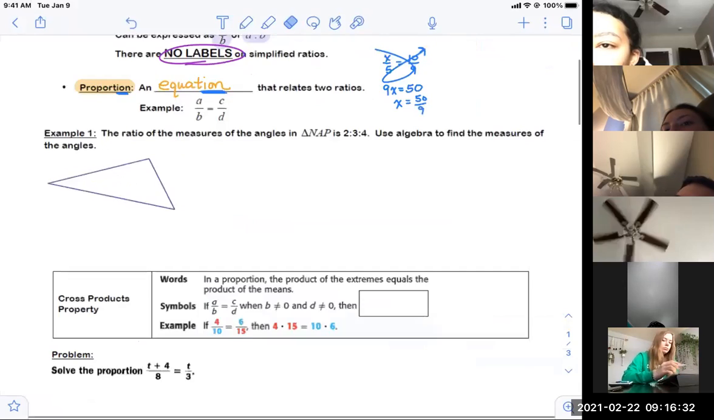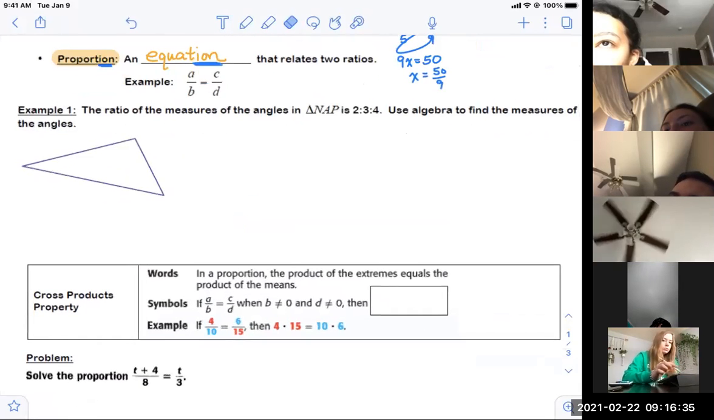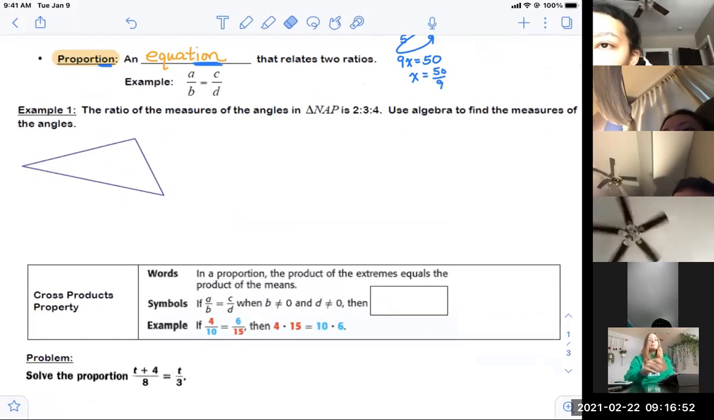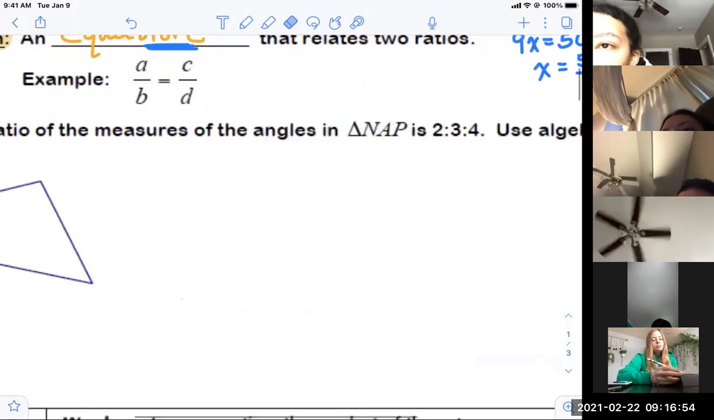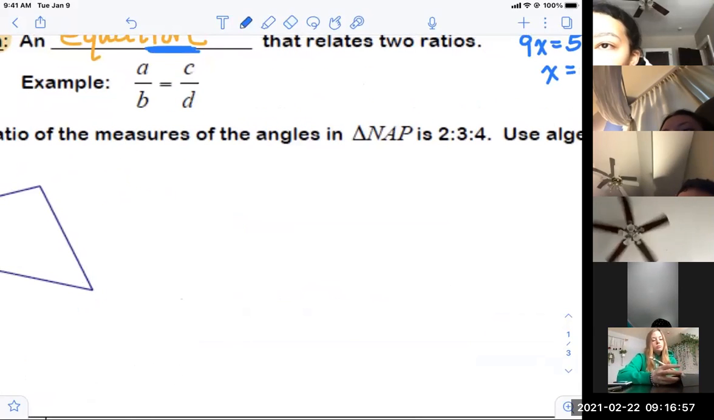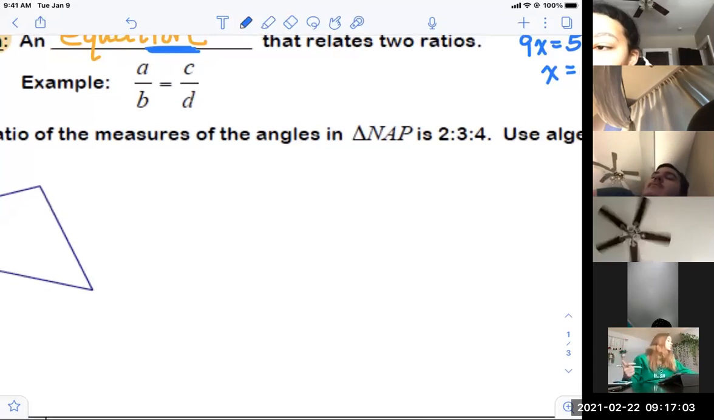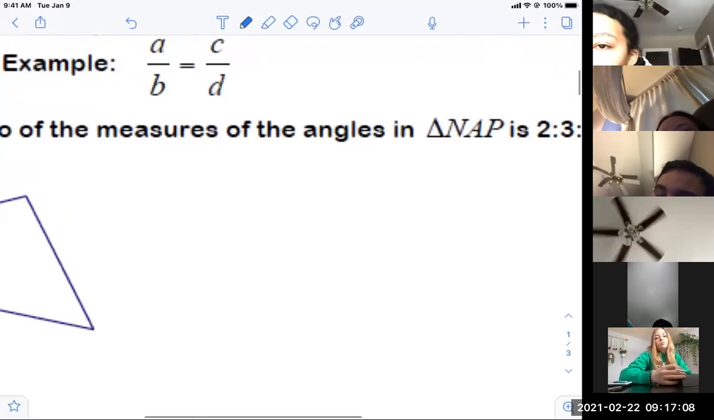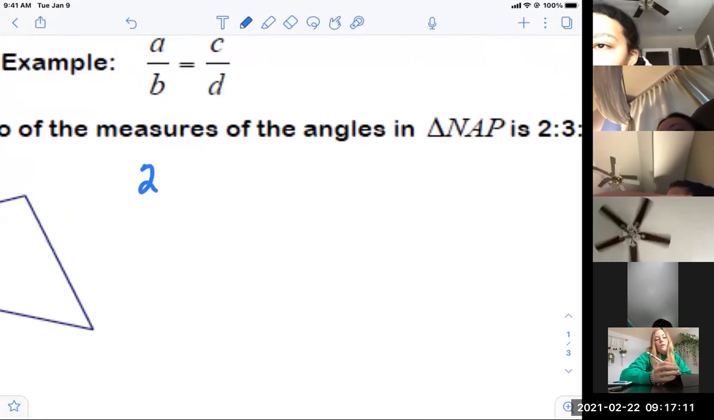Obviously the angle measures cannot be 2 degrees, 3 degrees, 4 degrees, because they're supposed to add up to how much? 180. Yeah, they're supposed to add up to 180, right? So it cannot be 2, 3, and 4 degrees. What we're looking for, because we want to keep the triangles proportional, the sides proportional and the angles proportional, is that common multiplier that we could scale all those numbers up by in order to make them actually add up to 180. So we're just going to throw an x in there.